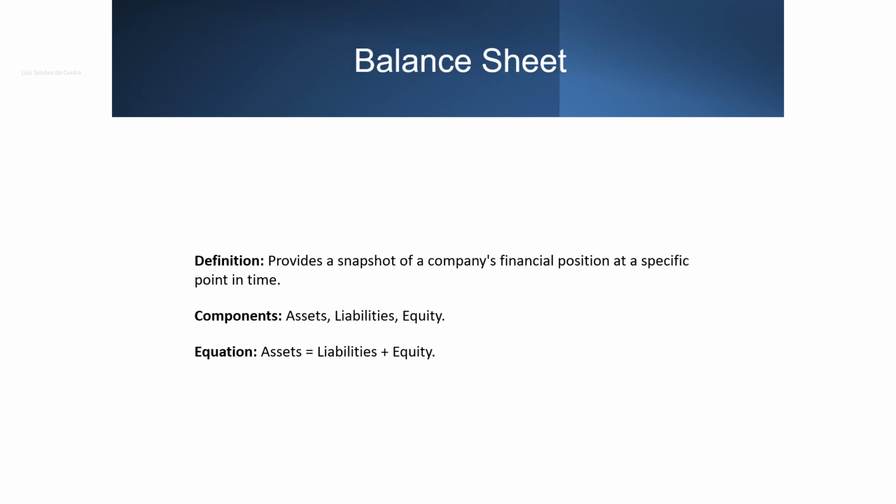The balance sheet provides a snapshot of a company's financial position at a specific point in time. It consists of three main components: assets, liabilities, and equity. The fundamental equation of the balance sheet is that assets are equal to liabilities plus equity. This equation ensures that the company's resources are balanced against its obligations and the owner's interest.